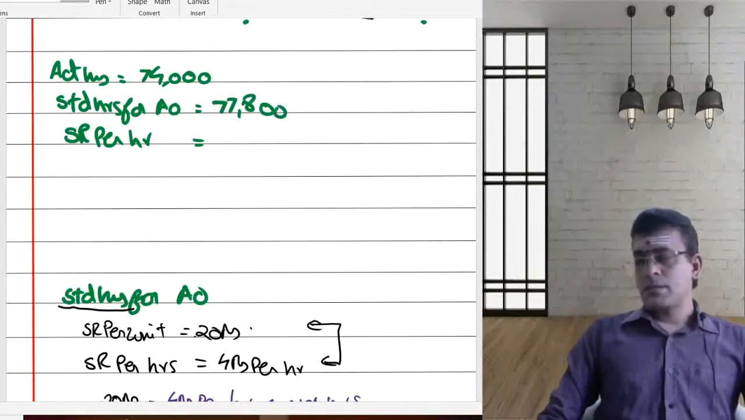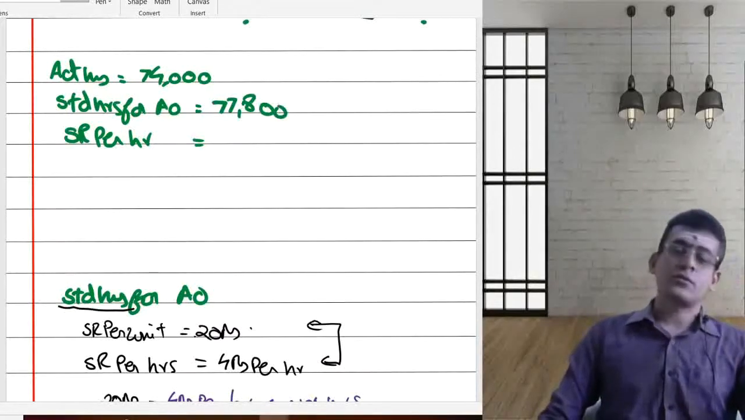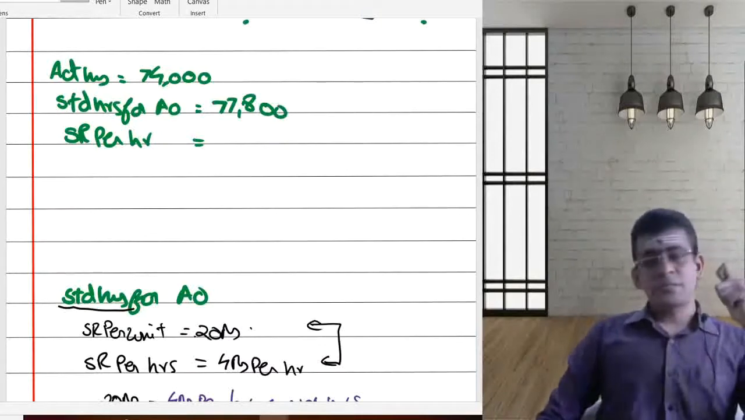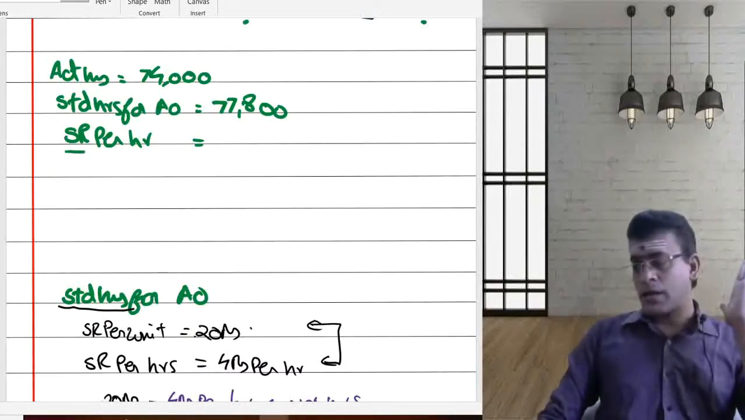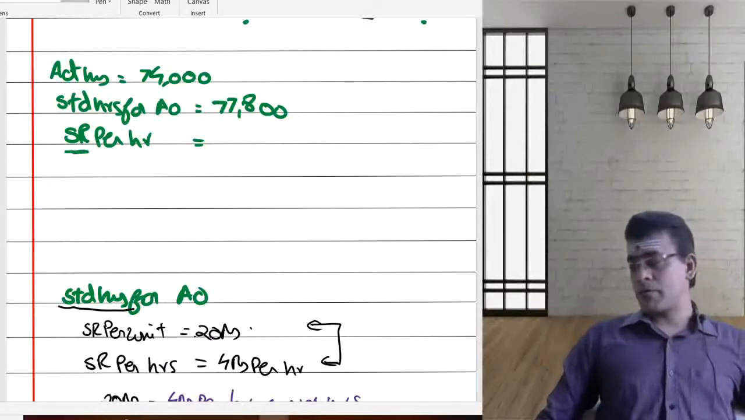77,800. That means the task which you are supposed to do in 77,800 hours, you are doing in 74,000. That means you have time saved. The time saved is nothing but your efficiency. So I will be having something called a favorable variance there. Now, almost done. I need to calculate only this standard rate per hour. If I know the calculation of standard rate per hour, we are done.